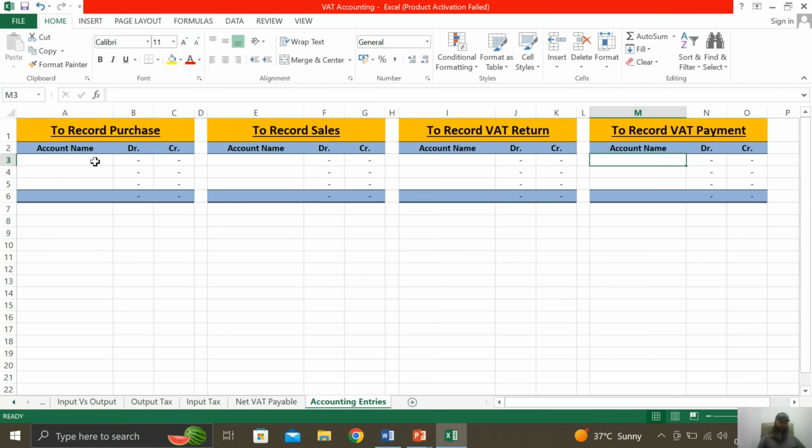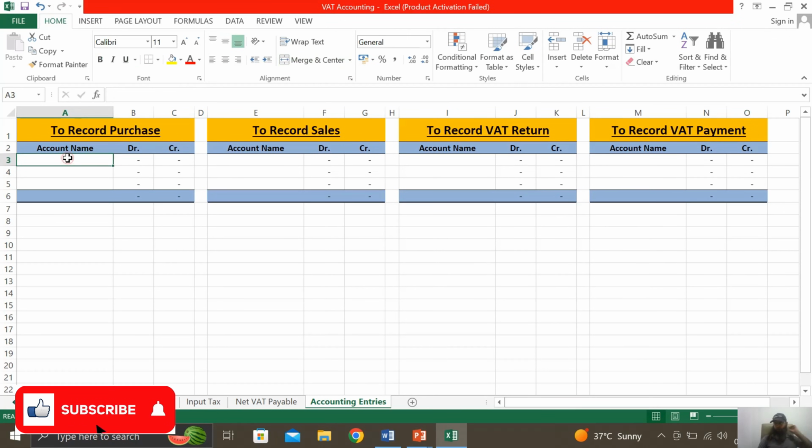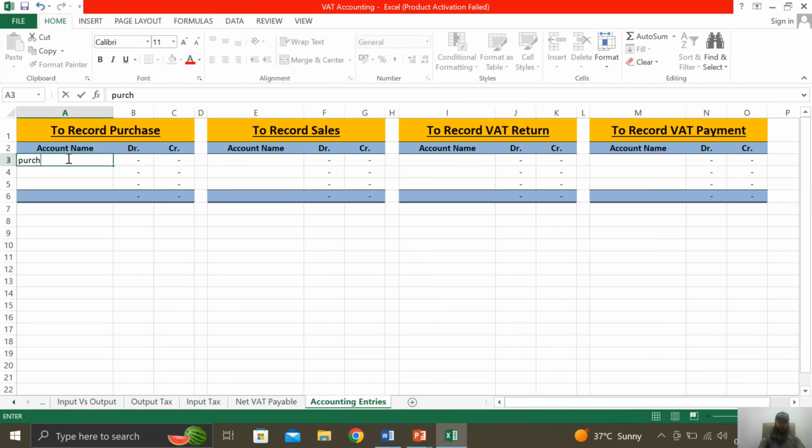So to record the purchase, what entry we will make, to record the sales, what entry we will make, then to record the VAT return, to record the VAT payment, what will be the entries. First of all, we will see how to record a purchase. When you are recording a purchase, you will give debit to the purchase.